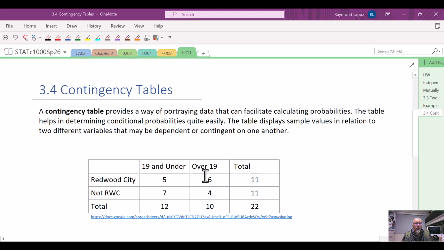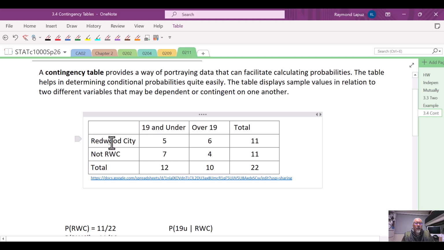All right, first of all, a contingency table is a two-way frequency table, and it's dependent on a couple of categories. So I decided to pick the category of being in Redwood City versus not in Redwood City, and then the category of being 19 and under or over 19 years old. And then we got this from the survey that I collected.